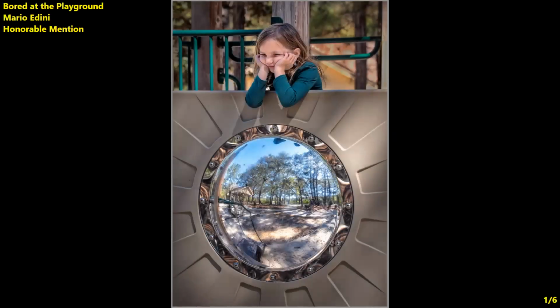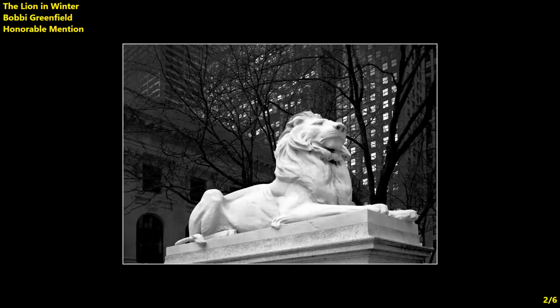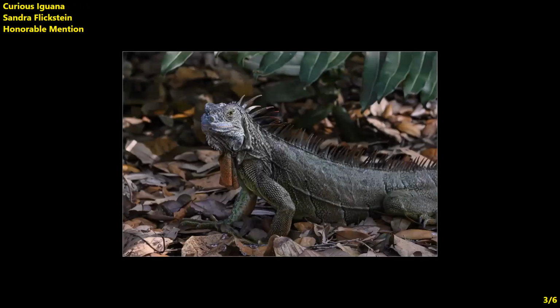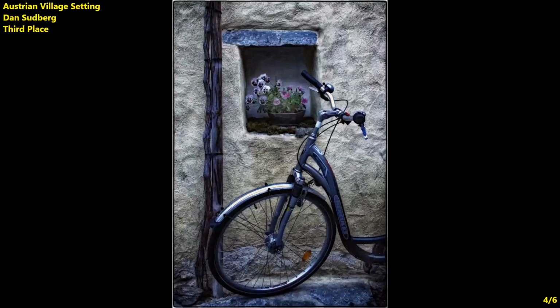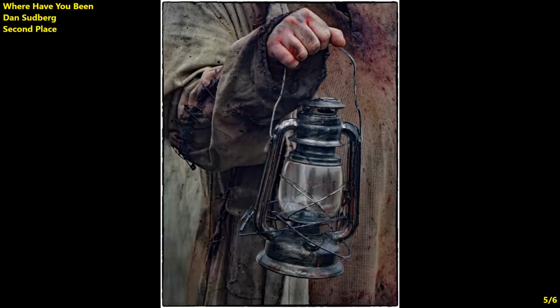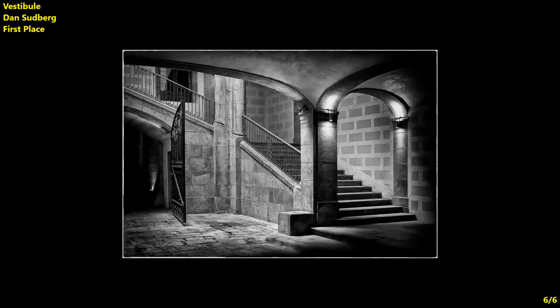Okay, honorable mention, group 2. Bored at the playground, Mario. He's not here tonight, but it's still a beautiful picture. The Lion in Winter, Bobby. Once again, really nice. And Curious Iguana, Sandy. Nice, really nice. Third place, Austrian village setting, Dan. Once again, way to go. Second place, Where Have You Been? Dan again. What a shock. Really great. And first place, guess who? Dan Vesterbrook.